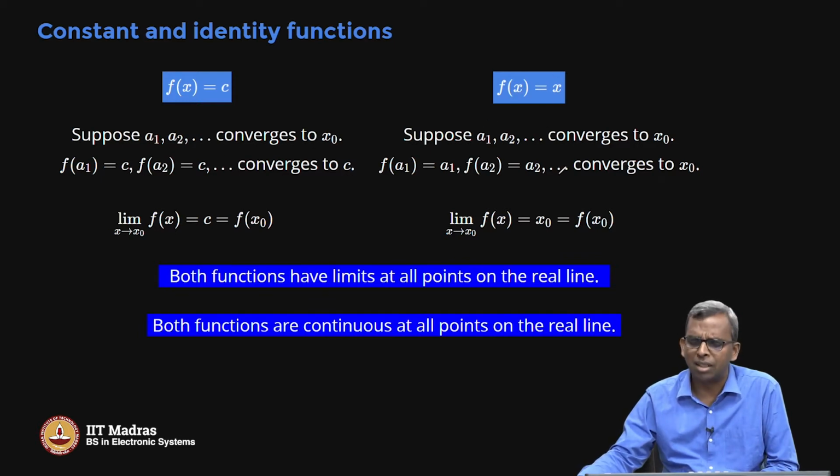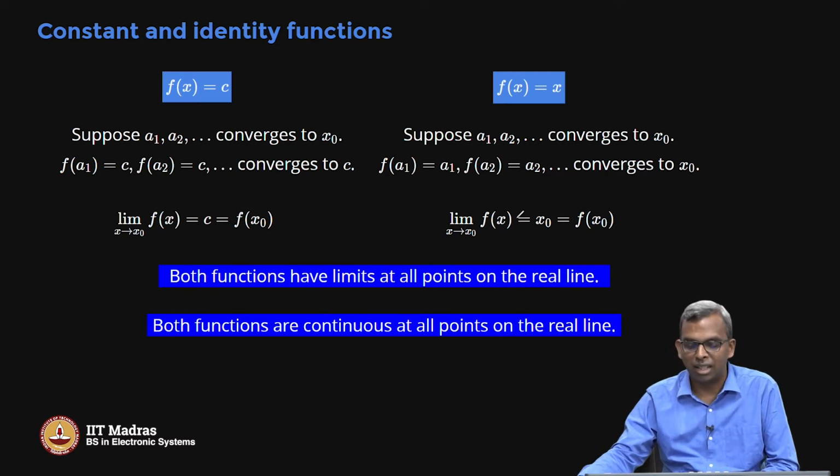Something very similar happens here for f of x equals x. You take any sequence a1, a2, and so on, that converges to x naught, right? This is my definition for the limit of a function at x naught. If you take any sequence that converges to x naught, when f acts upon it, it should converge to some limit. But notice what happens here. When f, which is the identity function, acts on this sequence, you're going to get the same sequence again. a1, a2, and so on, converges to x naught. f of a1 is a1, f of a2 is a2. Clearly, the sequence f of a1, f of a2 also converges to the same x naught. So the limit as x tends to x naught of f of x is equal to x naught, which is the same as f of x naught.